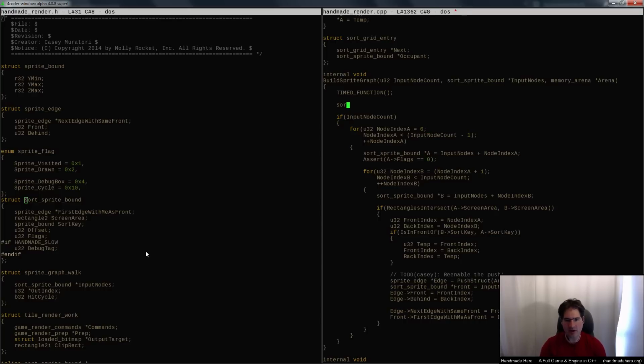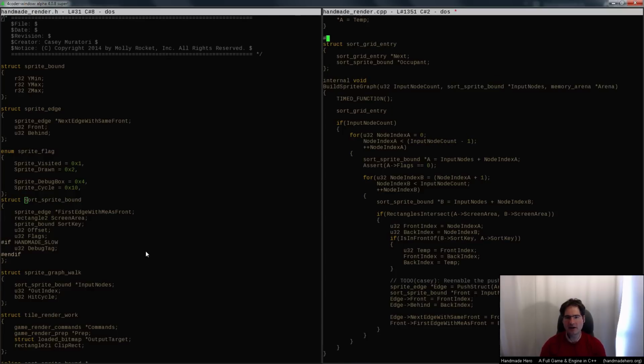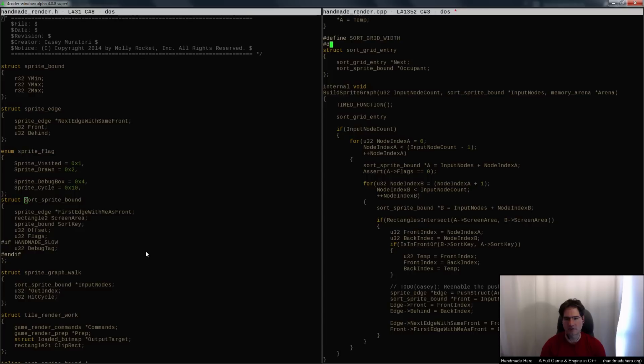Now let's make some of these sort grid entries, and I'll make a pound define here, sort grid width and sort grid height. Let's just start out by saying it's 16 by 16, and I'm not picking that number for any reason other than I'm just going to test it. Now that I think about it, we're typically sorting a 16 by 9 screen, so let's do 16 by 9.